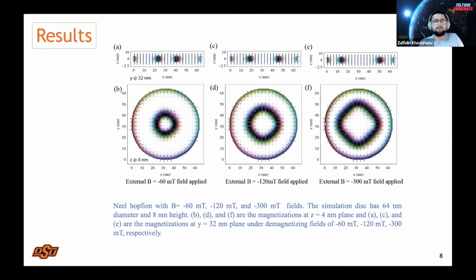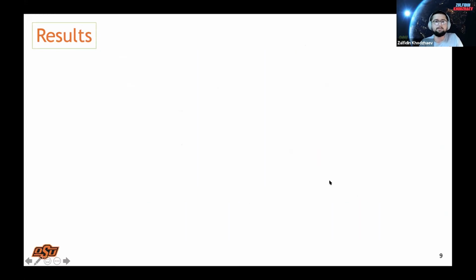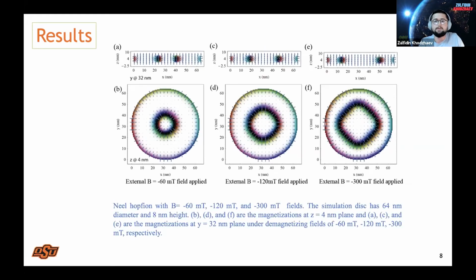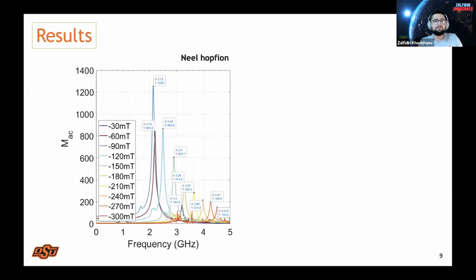So let's continue with the Néel Hopfion. For the Néel Hopfion, whenever we applied external magnetic fields, the geometry of the Néel Hopfion changed from circular to more square. But it is still a Néel Hopfion because we checked the Hopfion charge using that equation. The Hopfion charge was still close to 1 in this case too. So it's just some characteristic of the Néel Hopfion that we observed, and this happened around minus 300 millitesla.